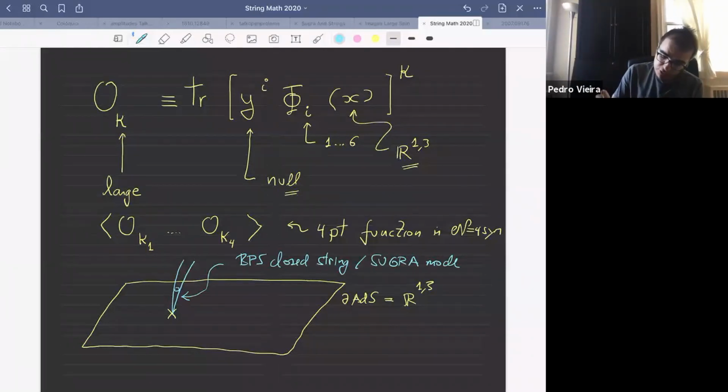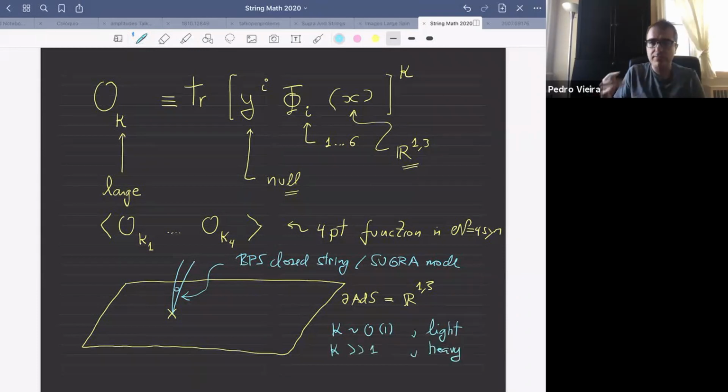And here we could distinguish, of course, 2 obvious cases. k could be of order 1. So if k is of order 1, then we say that this would be a light operator. Or we could have that k could be much bigger than 1, and then we call these operators heavy. Their dimension, their energy is very big. And often we distinguish 2 cases. When the operator is heavy, it can be very, very heavy, or it can be just heavy.